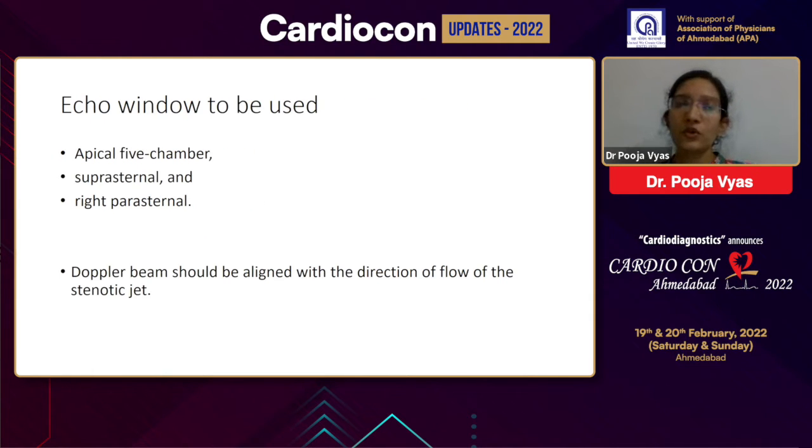So echo windows to be used to measure these velocities and gradients are apical 5-chamber view, suprasternal view, and the right parasternal view. Multiple views are to be used, and we should take care that Doppler beam should be aligned with the direction of the stenotic jet to get the perfect aortic velocities.